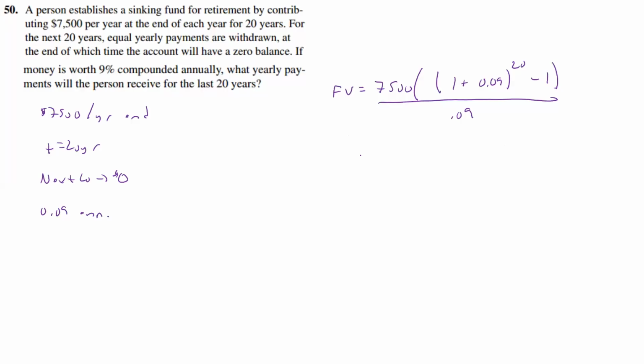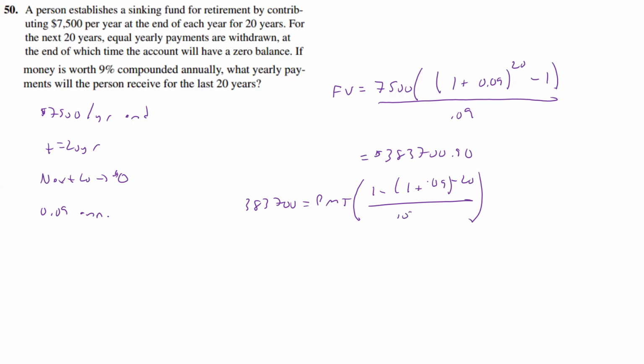All right, so that means we have a future value of $383,700.90. Now we can use our other formula to figure out the payment. So that's going to be 383,700 equals the payment times 1 minus 1 plus 0.09 to the negative 20, and that's over 0.09.